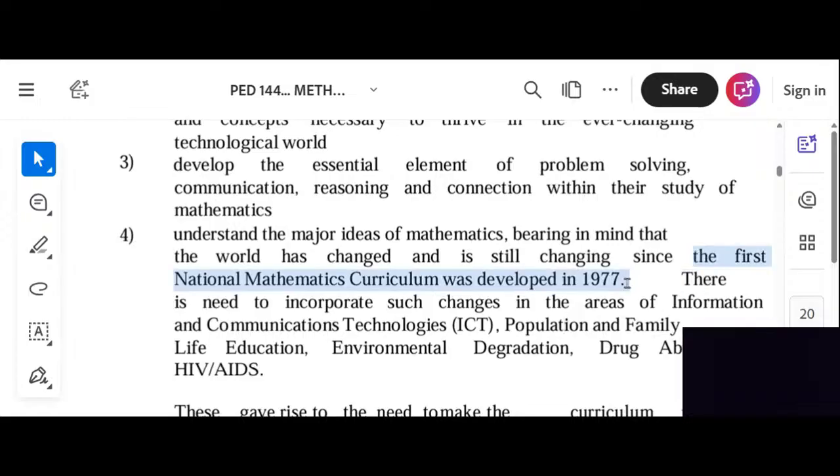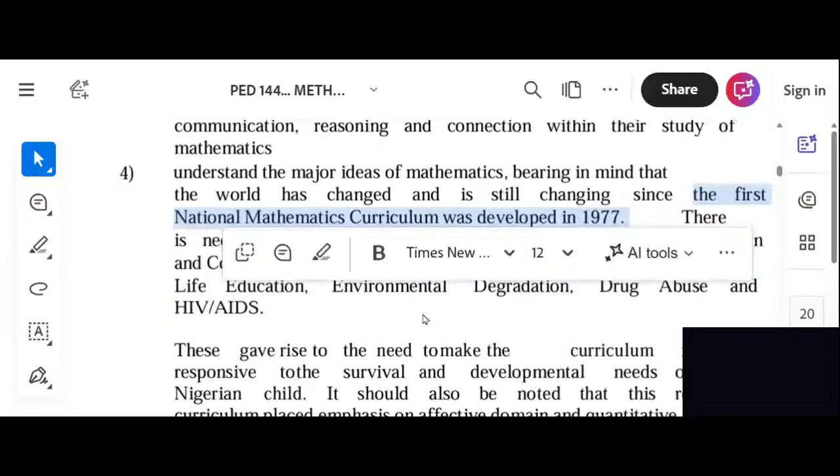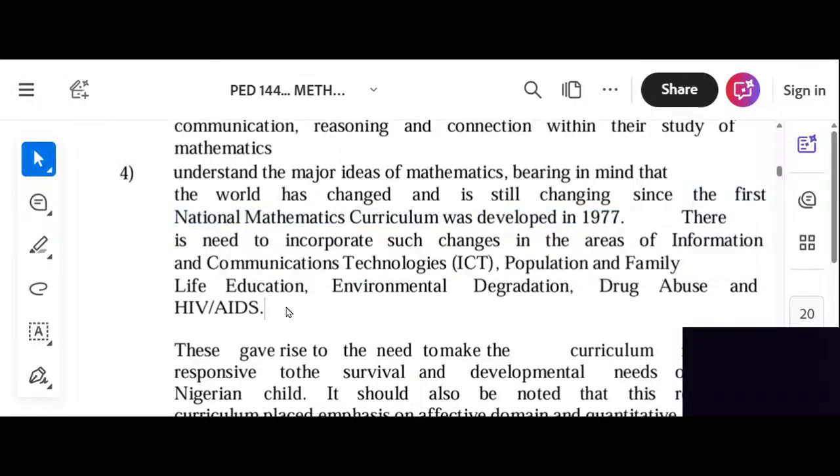Since then, there is a need to incorporate information into education on environmental degradation, drug abuse, and of course HIV, AIDS, and so on and so forth.